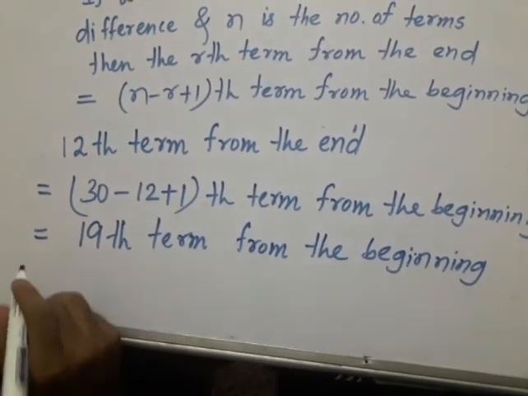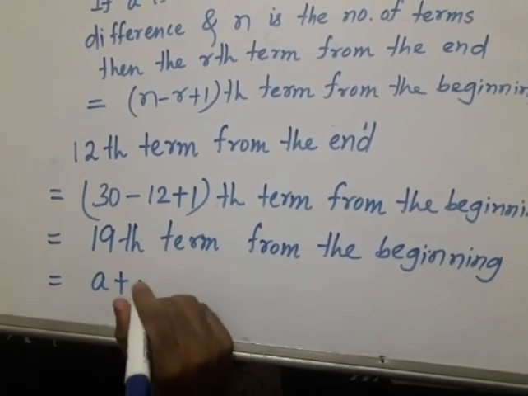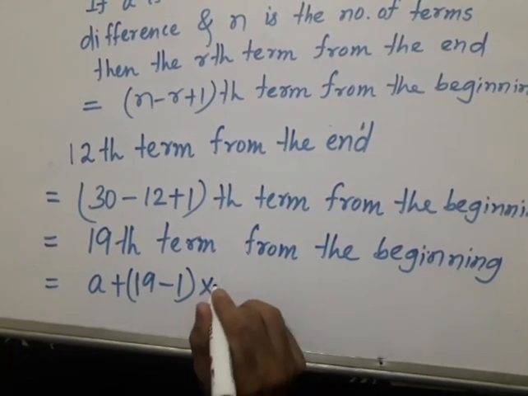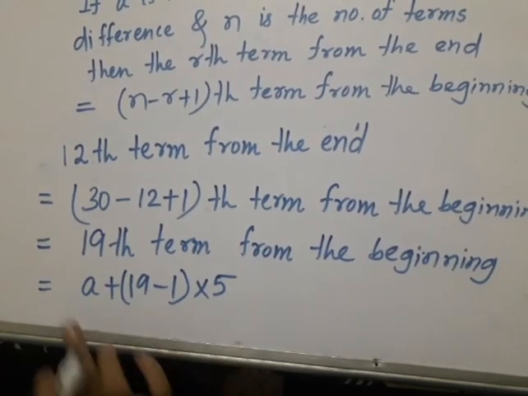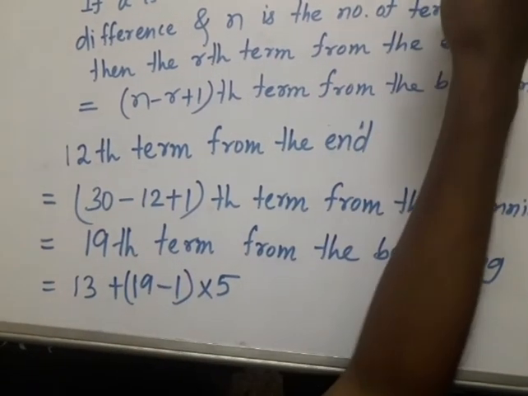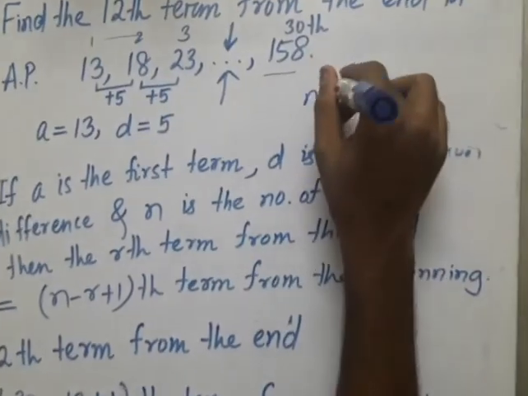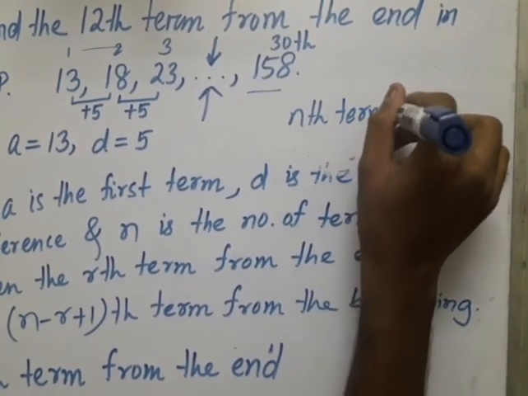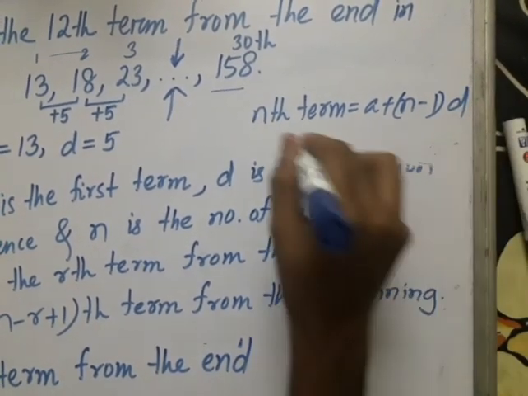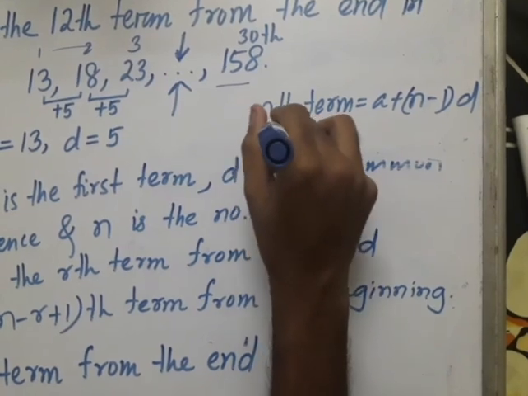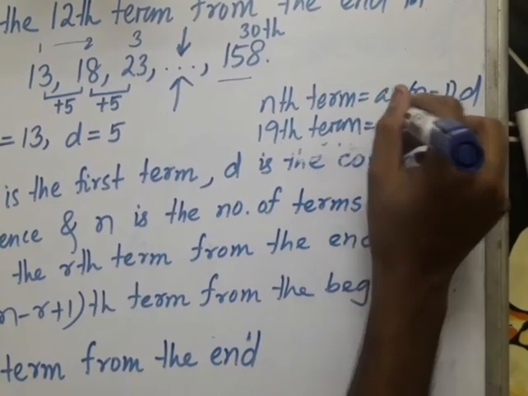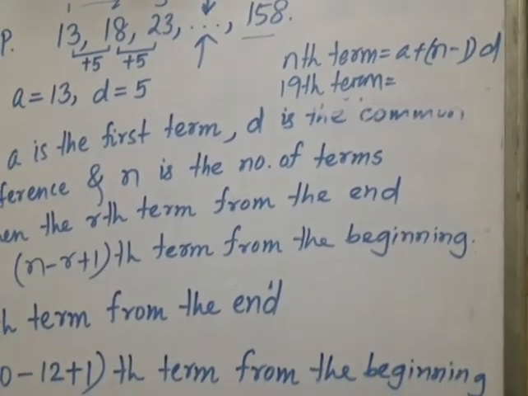And for the 19th term, again we have a plus (n minus 1), which is 19 minus 1, times the common difference d, which is equal to 5. In place of a we can write 13. We will apply the formula: nth term is equal to a plus (n minus 1) times d. So in place of n we will keep 19. The 19th term is equal to a plus 19 minus 1 times d, which I have done here.